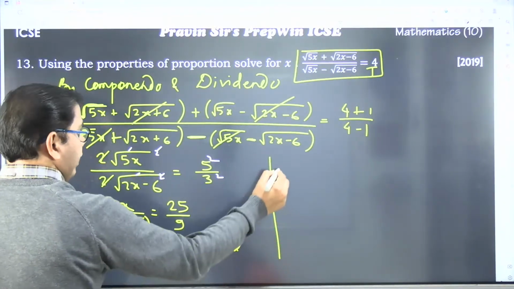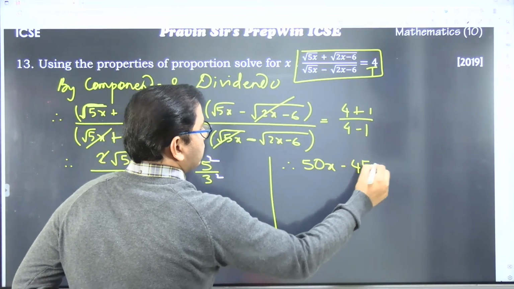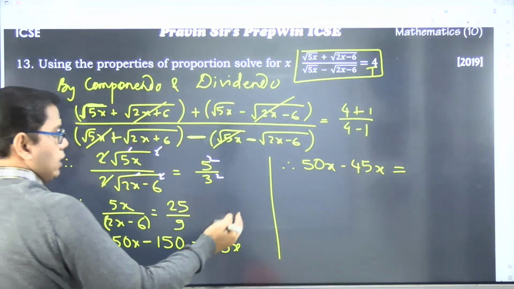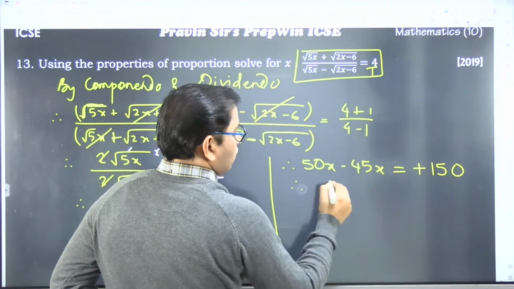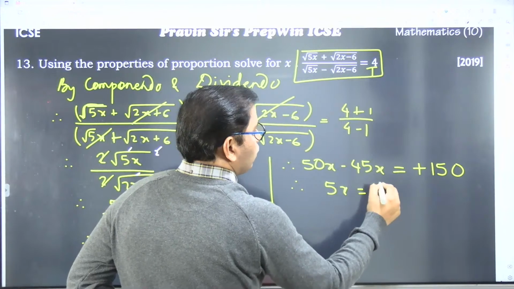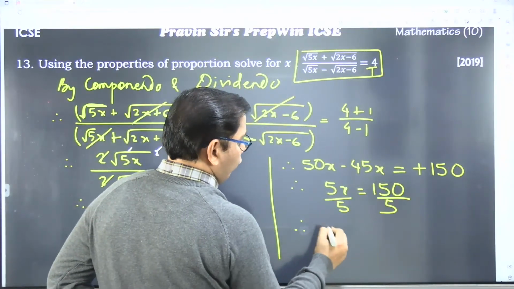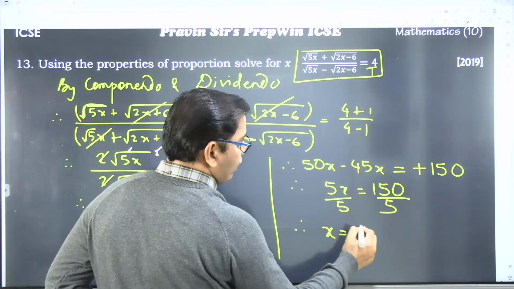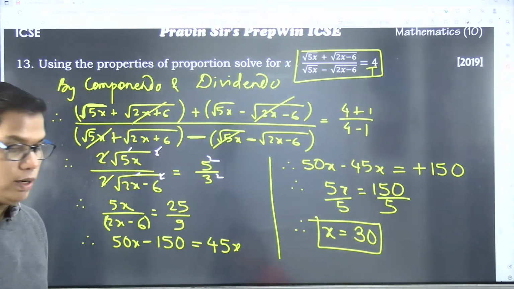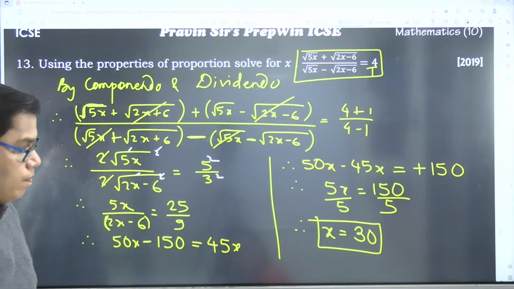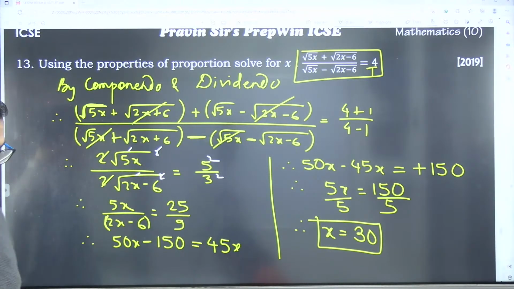Therefore, 50x minus 45x is equal to what? Minus 150. Go that side, becomes plus 150. So this is 5x is equal to 150. Dividing both sides by 5. Therefore, solve for x. My value of x is 30. 5 into 3 is 15. x is equal to 30. Are you getting the same answer or something else? I am sure this answer is correct.